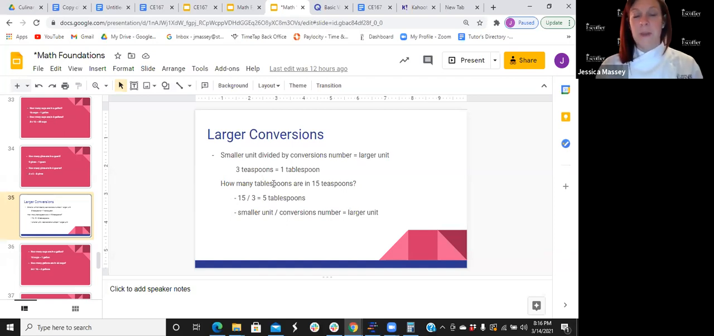When the question's asking you for a smaller unit of something, that is when you multiply. Then if it's asking you a bigger unit of the unit it gives you, that is when you divide.